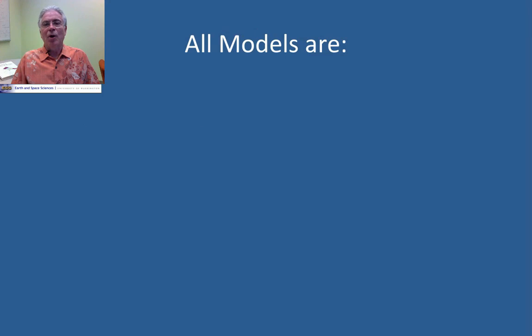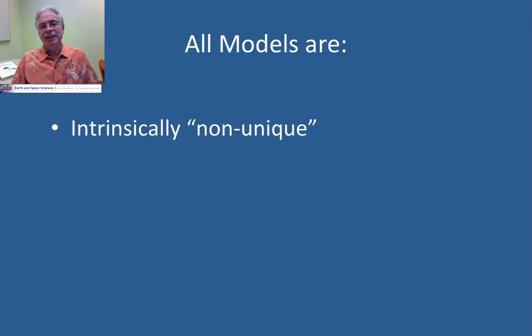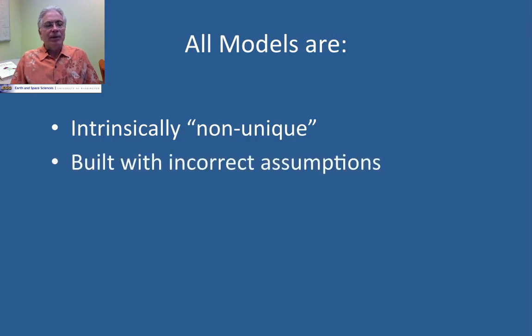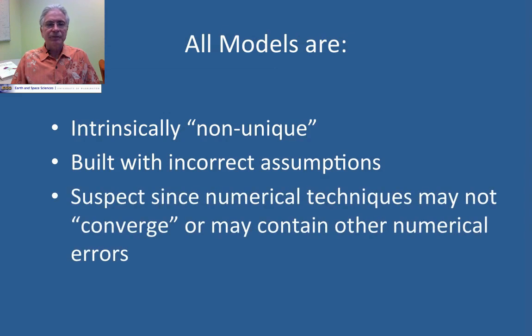So what is wrong? All models are intrinsically non-unique. Non-unique means there's more than one arrangement of the subsurface that will give rise to exactly the same set of observations. Models are all built with incorrect assumptions. Now, you don't want to make incorrect assumptions, but often you inevitably do because you do not know enough about the system. All models are also suspect, since numerical techniques may not converge or may contain other numerical errors.